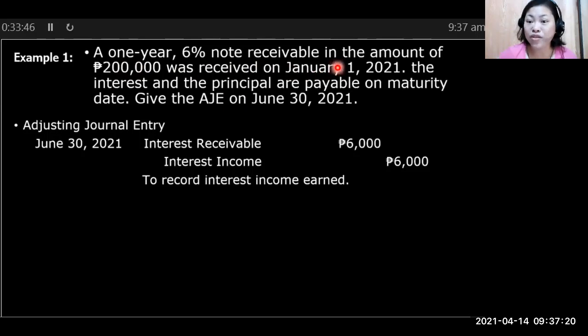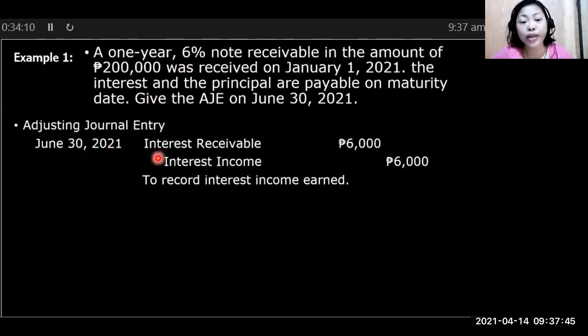This has to be paid on the maturity date. Okay, so that is after a year. Now, let's have the journal entry for June 30. Okay, so from January 1 to June 30, there's only 6 months. Okay, so 6 months pa lang, you do not need to pay yet. Okay, you do not have to collect yet for the notes.